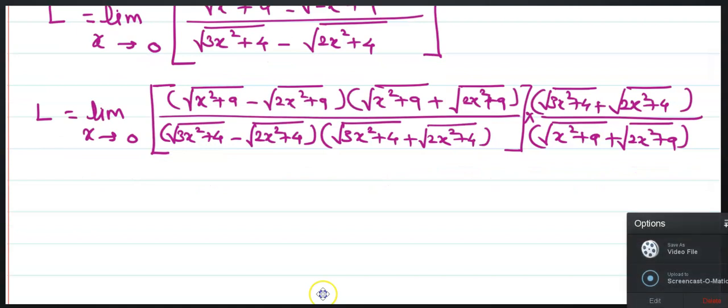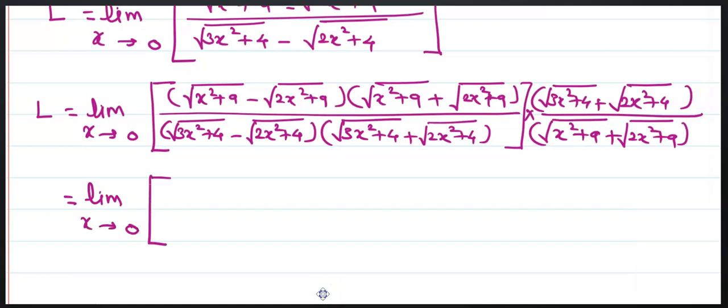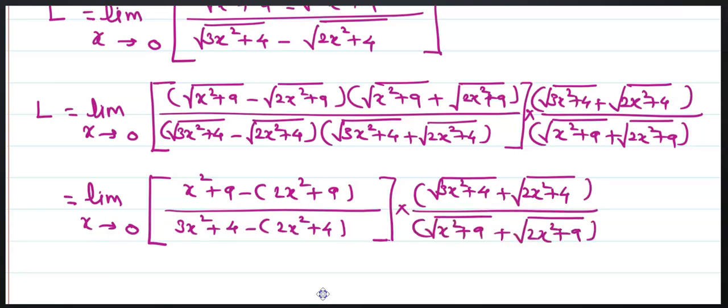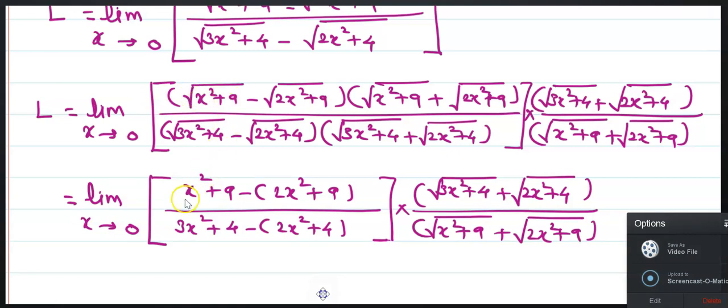Here you can write now the first rationalizing factor with a minus sign, here a plus, and the remaining terms. We have multiplied the rationalizing factor to the denominator, and at the same time to the numerator. Next, after the multiplication you will get in the first bracket and the second bracket terms like this: x square plus 9 minus bracket 2x square plus 9, and next 3x square plus 4 minus bracket 2x square plus 4. Open the bracket and here are the remaining terms.